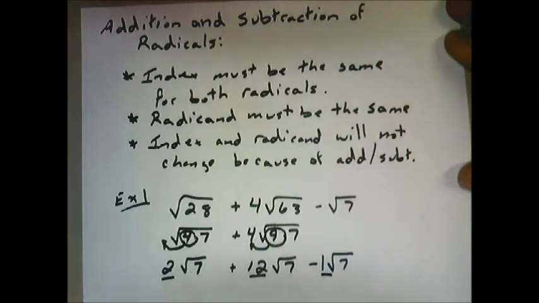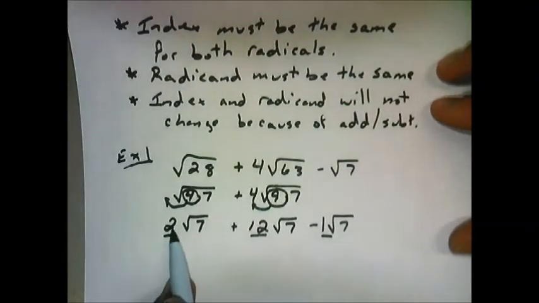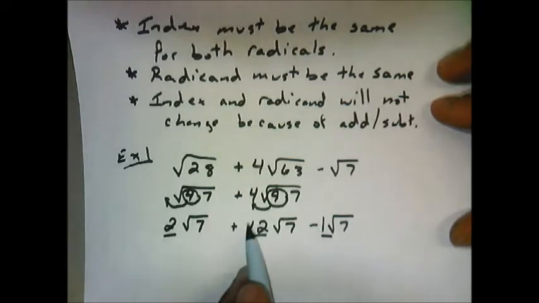So now radicals we can think of just like variables. So we're going to add or subtract the numbers on the outsides, or we used to call them coefficients to our variables. So 2 plus 12 is 14, minus 1 gives us 13, and remember that radical is going to stay the same, radical 7. And there's our final answer, 13 radical 7.